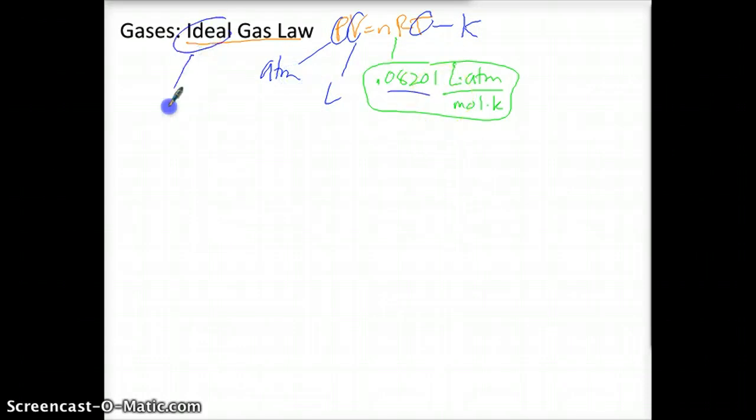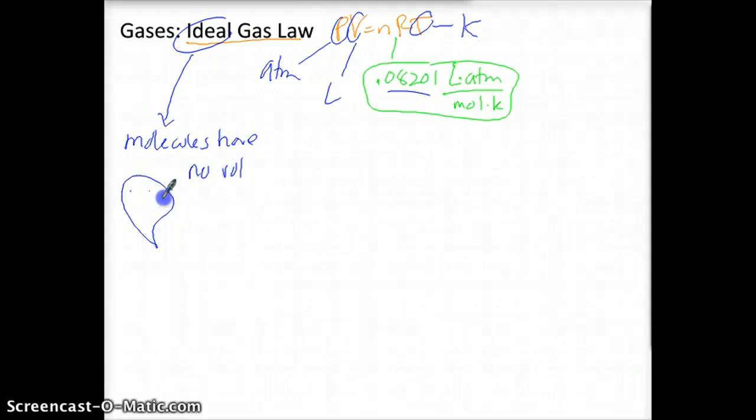What does the word ideal mean? An ideal gas is a gas that behaves ideally. So what does that mean? The gas molecules themselves have no volume. So for example, if you have a balloon, there are molecules floating around. We can measure the volume of the whole balloon, but we're saying that these individual molecules have no volume, or it's so small and insignificant it doesn't affect the volume of the whole balloon.